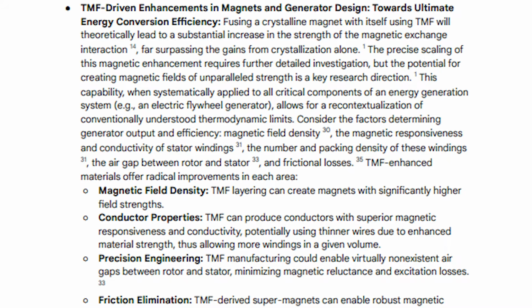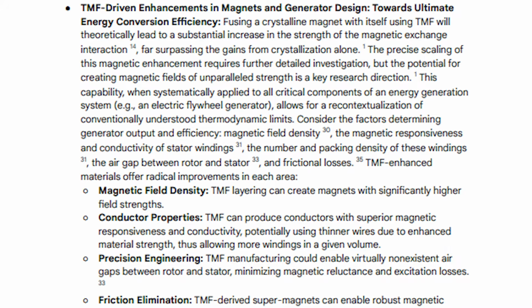This capability, when systematically applied to all critical components of an energy generation system, e.g. an electric flywheel generator, allows for a recontextualization of conventionally understood thermodynamic limits. Consider the factors determining generator output and efficiency: magnetic field density, the magnetic responsiveness and conductivity of stator windings, the number and packing density of these windings, the air gap between a rotor and stator, and frictional losses. TMF enhanced materials offer radical improvements in each area.